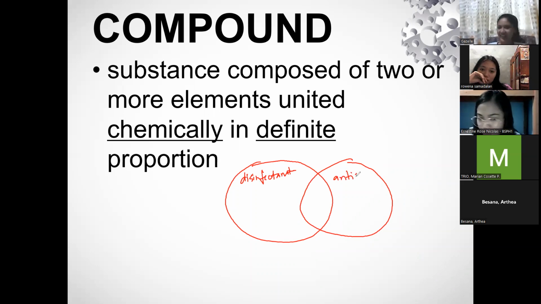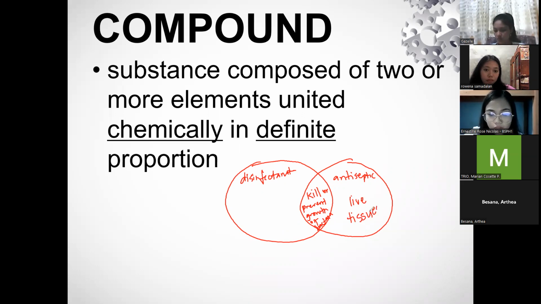This one is antiseptic. What they have in common is that they are used to either kill or prevent growth of bacteria. If we want to either kill or prevent the growth of bacteria, we use either disinfectant or antiseptic. But what's the difference? Antiseptics are used for live tissues, while disinfectants are used for fomites. When you say fomites, non-living things.